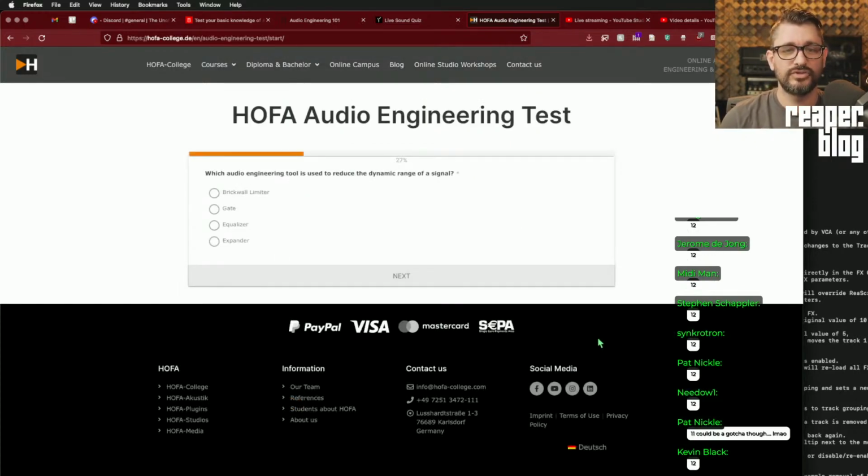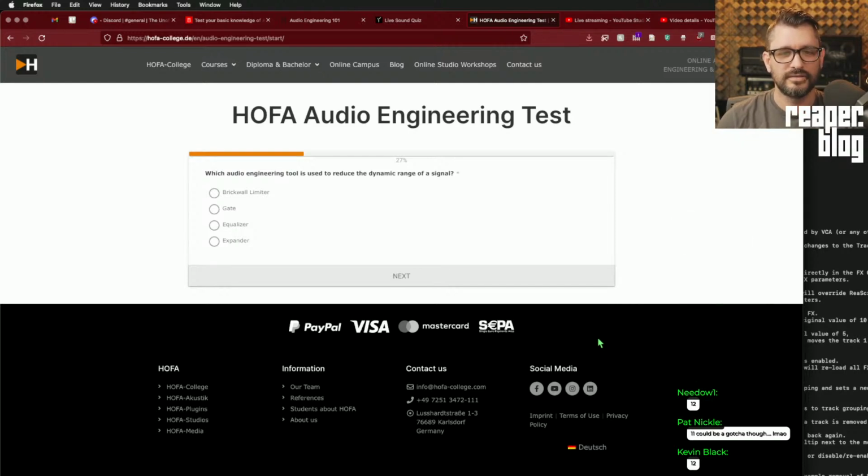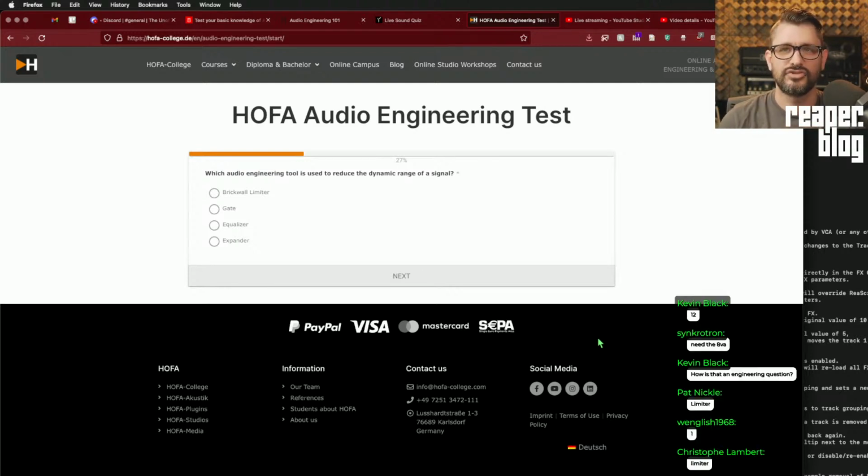Which audio engineering tool is used to reduce the dynamic range of a signal? Brick wall limiter, gate, equalizer, or expander? How's that an engineering question? I think it's all related. Got 2 votes for limiter, 4 votes for limiter.